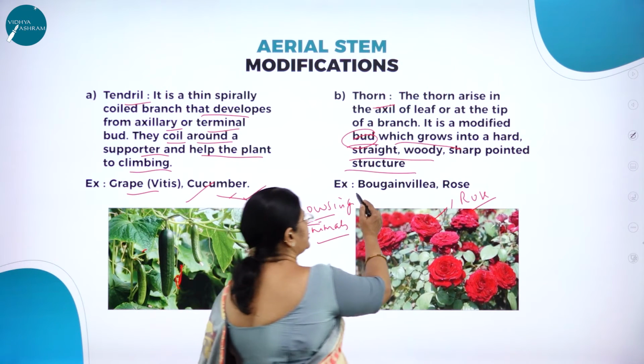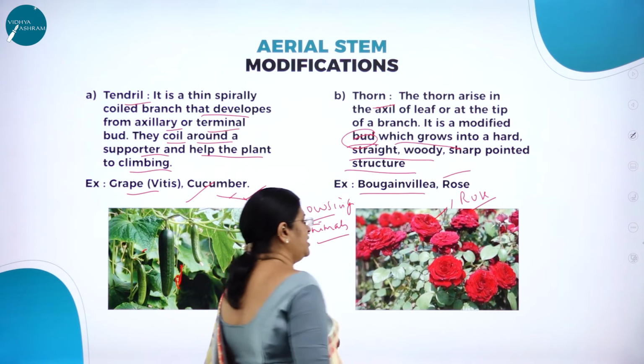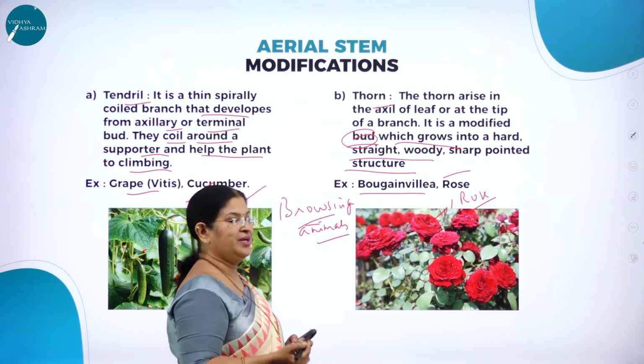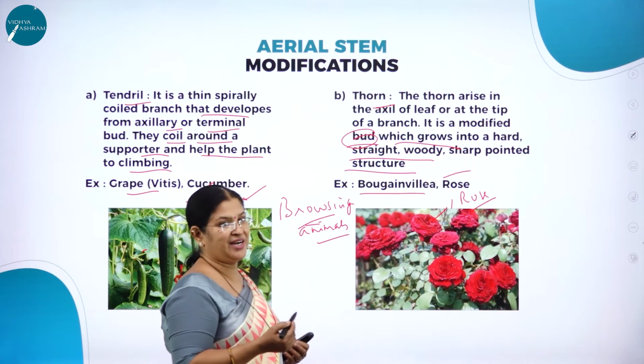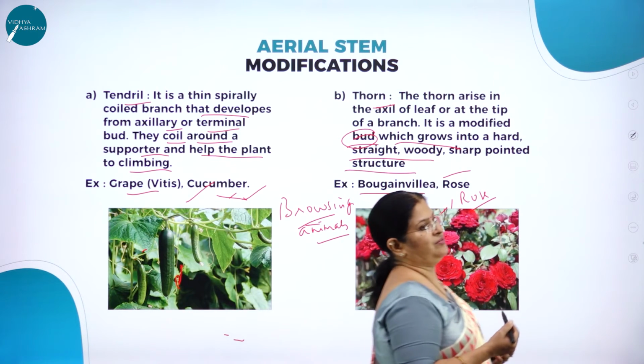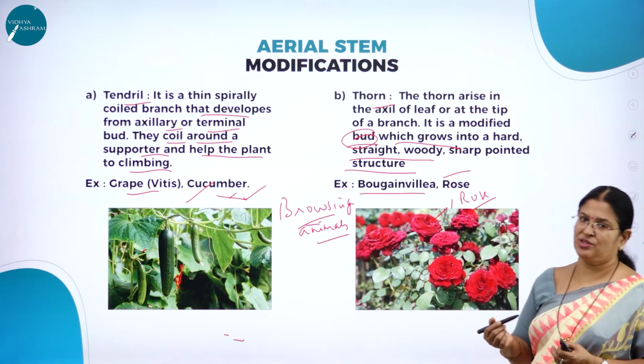Classical examples you can give are bougainvillea and rose. Rose is such a beautiful flower, but at the same time, we must make sure that thorns are there in the rose plant. So whenever we pluck it, usually we get pricked by the thorns.